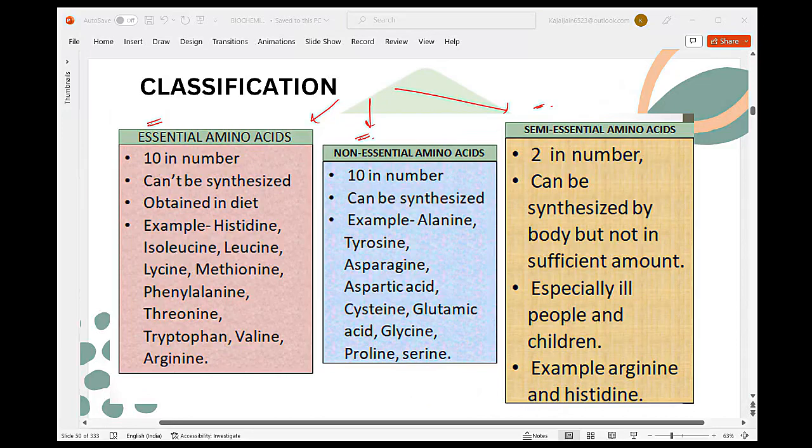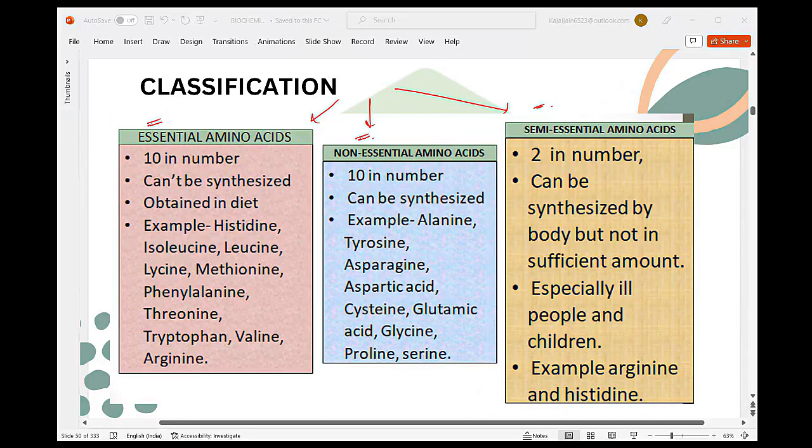Yes, very good, very good. The name itself would help you out in this. Yes, essential amino acids means those amino acids which are essential to the body and which cannot be synthesized. That is what essential means.